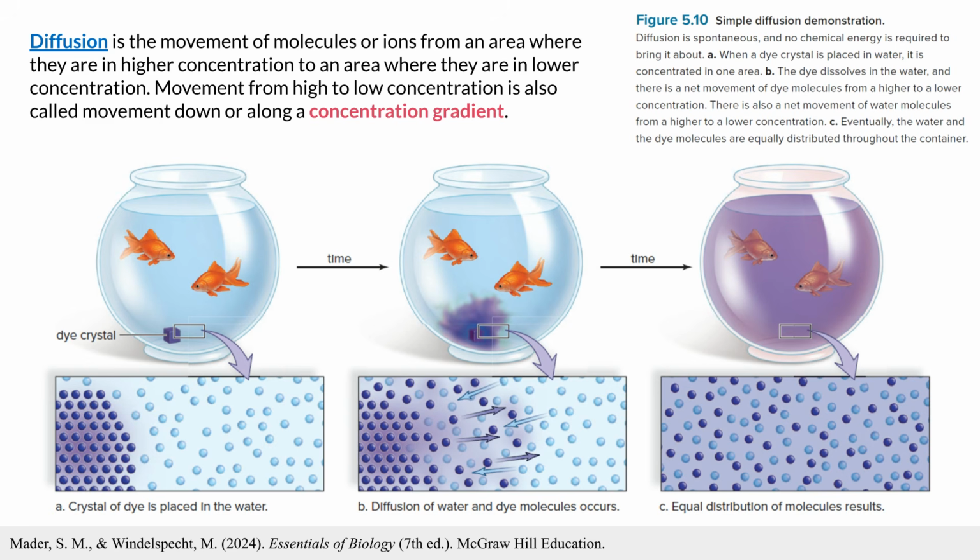Diffusion is the movement of molecules from an area of higher concentration to an area of lower concentration. Movement from high to low concentration is also called movement down or along a concentration gradient. This movement continues until equilibrium is reached.